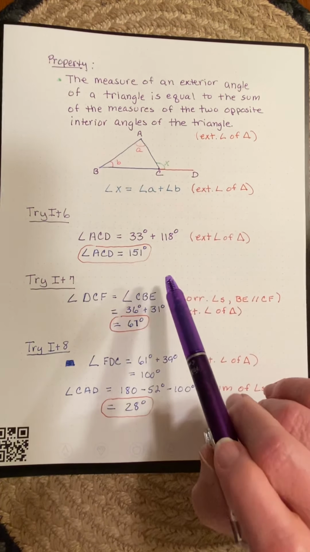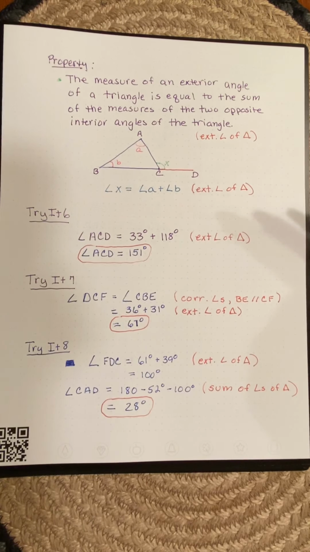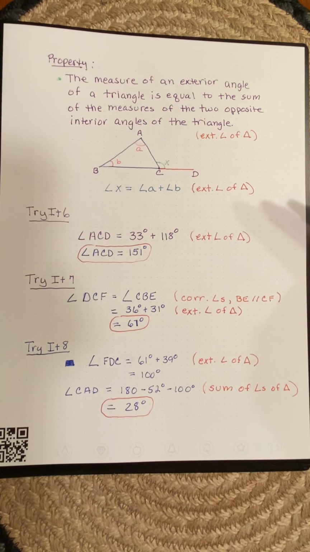So let's move on to Try It 6 at the top of 199. Look at that figure. You do see a triangle with an exterior angle. It's situated a little differently, but there it is. It says in the figure BCD is a straight line. So let's find the measure of that exterior angle, ACD.